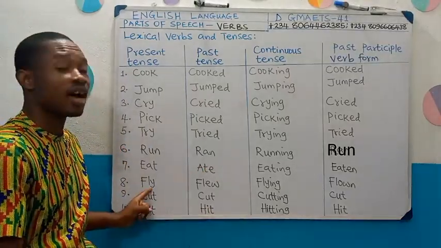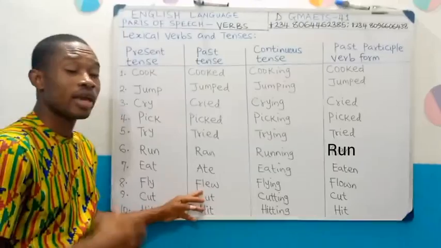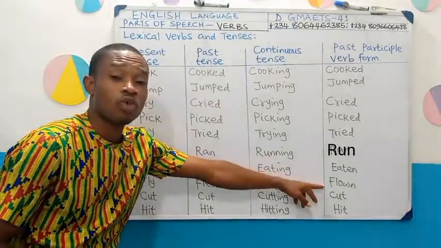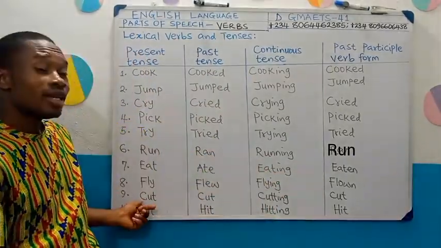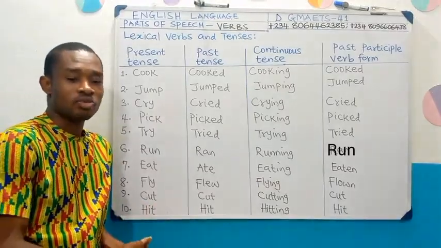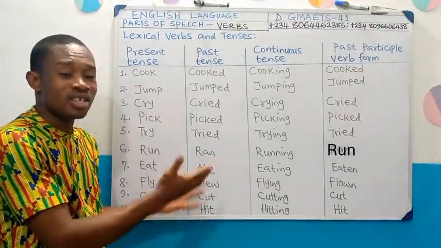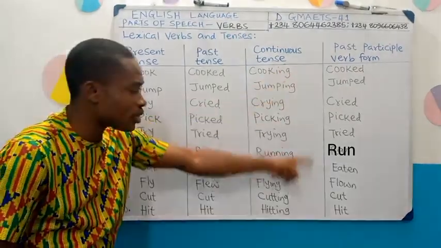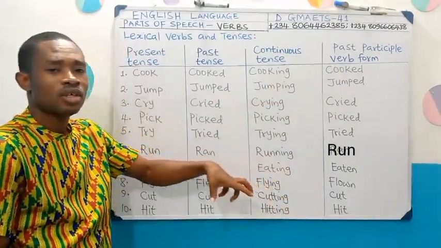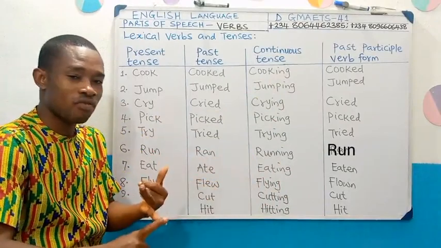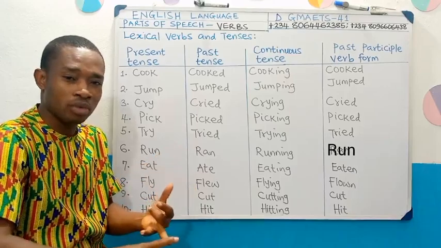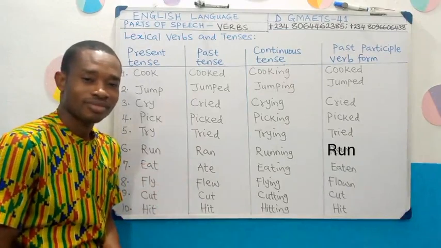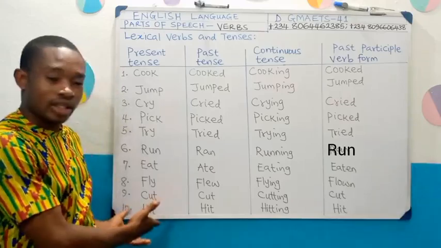Number 8, we have fly. That's present tense. Past tense is flew. Continuous tense is flying. Past participle verb form is flown. Number 9, cut. That's present tense. Past tense of cut is still cut. The continuous tense is cutting, ing. What about the past participle verb form? Cut. Did you notice something here? The past tense form, the past participle form of cut is still the same as cut. No change.